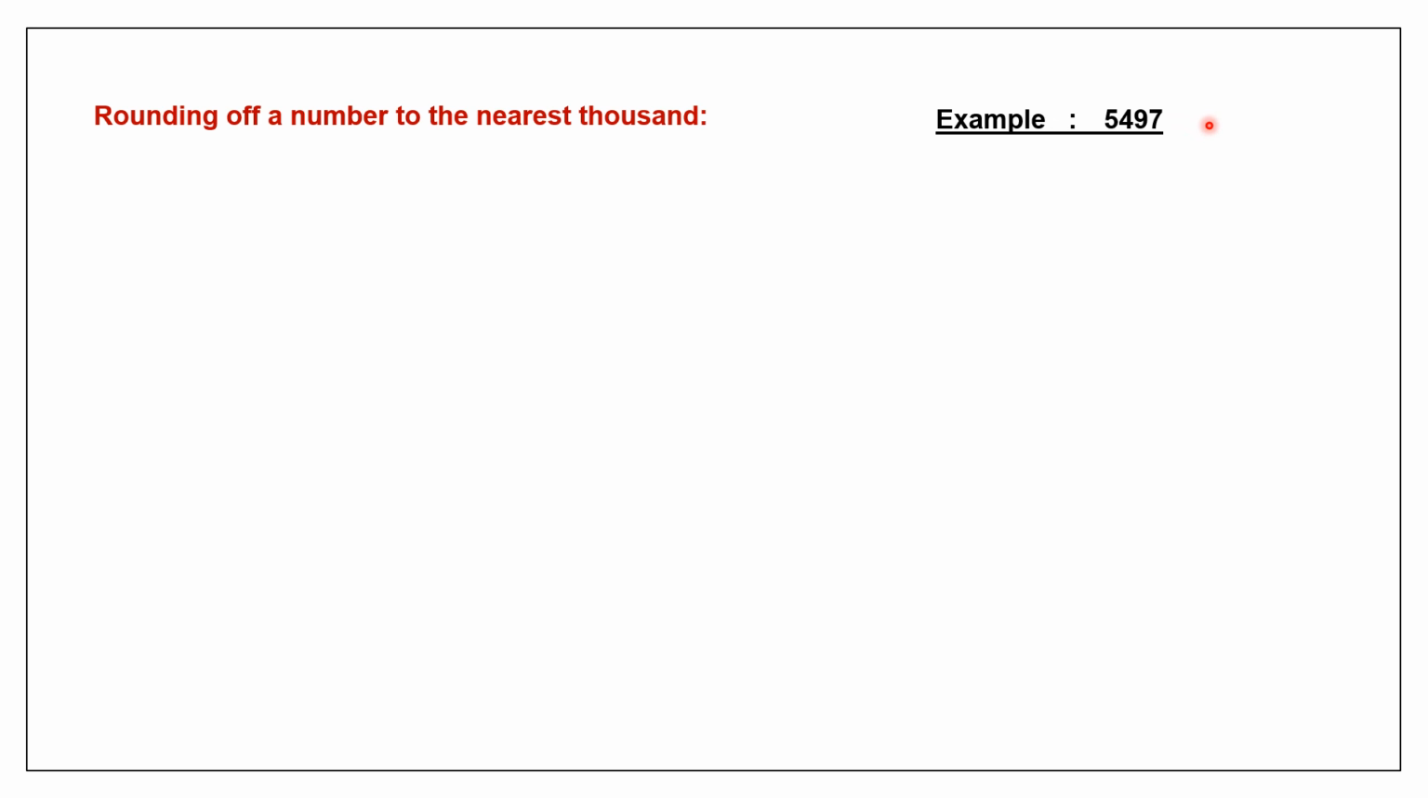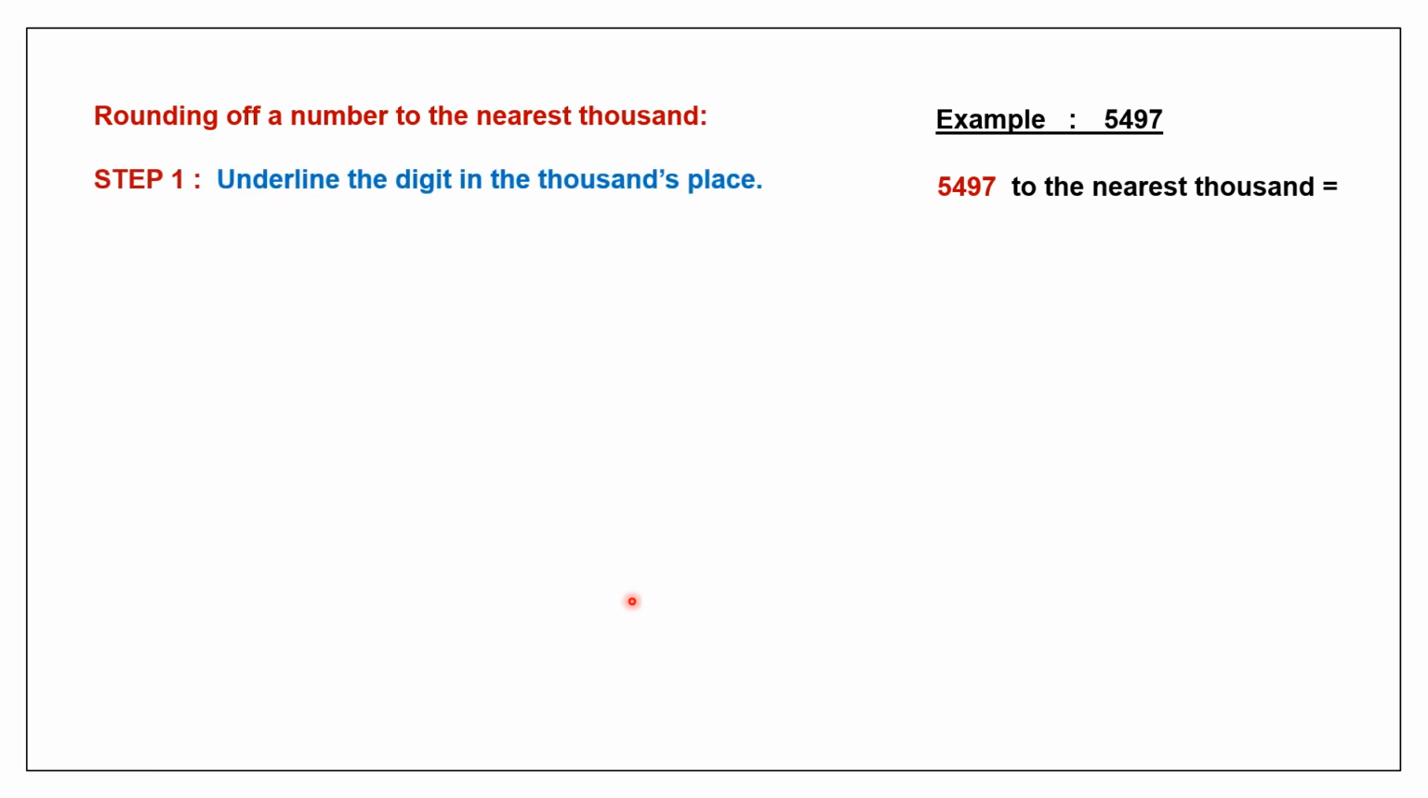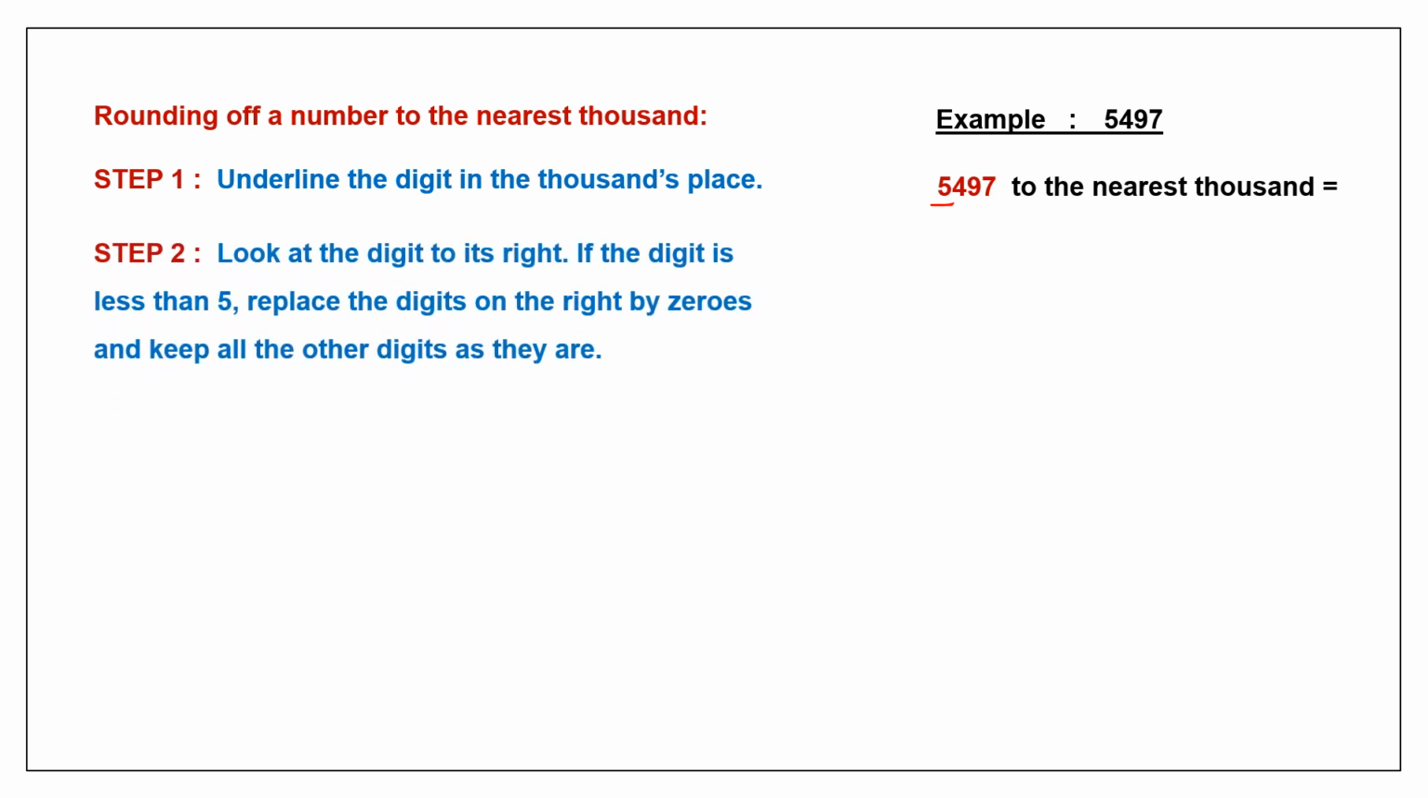We have 5497. We're going to round it off to the nearest 1000. So first step, as usual, is underline the digit in the thousands place. So 5 is in the thousands place. We have underlined it. Then what should we do? We should look at the digit to its right. So what is the digit to its right? 4. If the digit is less than 5, replace the digits on the right by zeros. So all these digits 4, 9 and 7 will now become zeros and keep all the other digits as they are. So I'm going to keep 5 as it is.